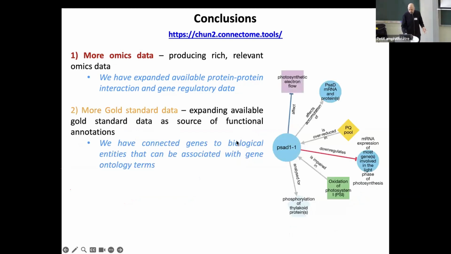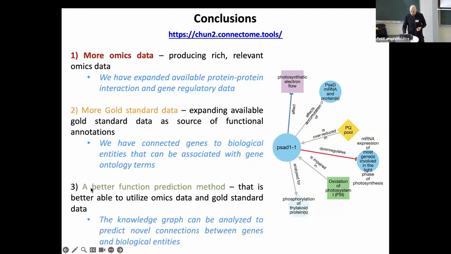Yes, also the gold standard data can be expanded. For example, here we can connect genes and mutants to other entities, and those entities themselves can represent gene ontology terms. For example, photosynthetic electron flow has its own gene ontology term that we could then assign to this gene. And third, better function prediction methods. Such a knowledge graph can be actually analyzed to make new predictions, which I will describe in a minute.